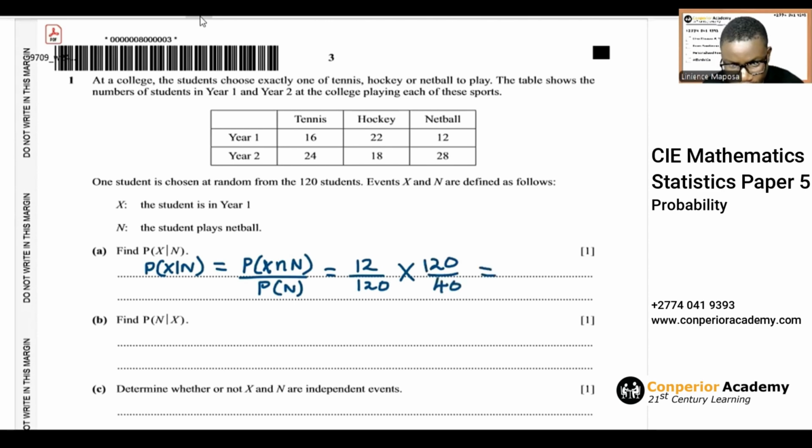Okay, then you just plug this in your calculator. That will be your probability. So if I plug this in my calculator, I get a probability of 0.3. That will be my probability, 0.3.